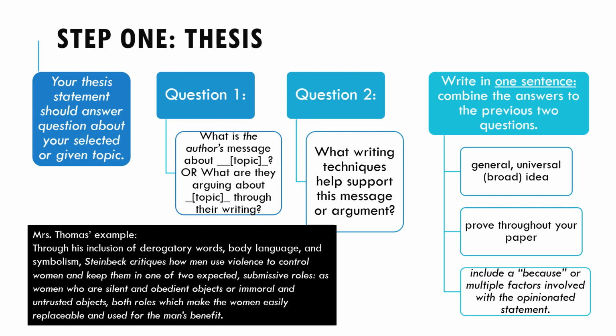So let's look at my example. It says, through his inclusion of derogatory words, body language, and symbolism, Steinbeck critiques how men use violence to control women and keep them in one of two expected submissive roles, as women who are silent and obedient objects, or immoral and untrusted objects, both roles which make the women easily replaceable and used for the man's benefit.